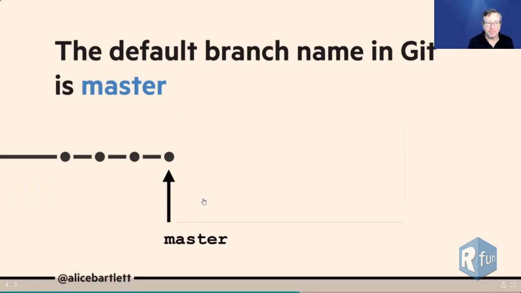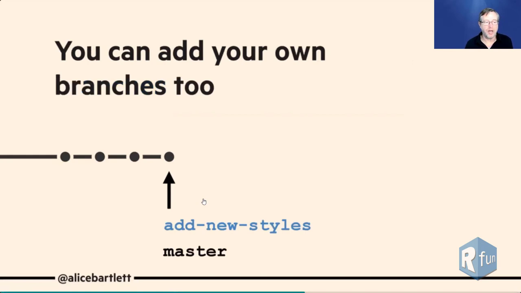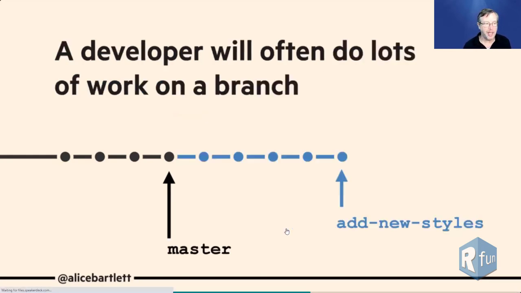So we have this main branch, and then we're going to make a copy of that branch, and we're going to call it add new styles. And then I have this main branch that the whole world is looking at, and then 1, 2, 3, 4, 5, I've added 5 different changes to the branch.